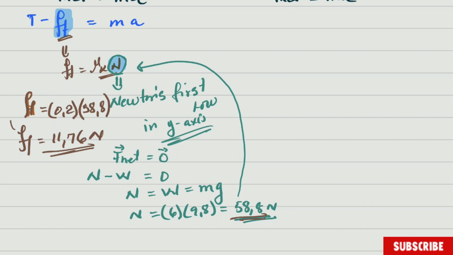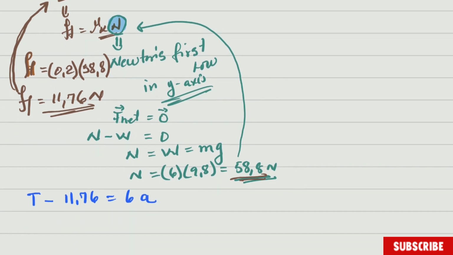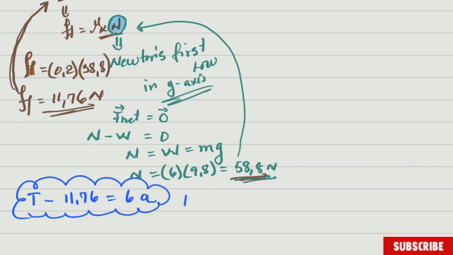And once more, you are going to substitute that frictional force there in that specific equation that we have there. So we're going to substitute there everything we have. So tension, we don't have it. Minus frictional force, 11,76, is equal to the mass, which is 6 kilograms, multiplied by A, which we don't know. And then you can see we have two unknowns. We're going to stop right there and we are going to call this one equation 1.